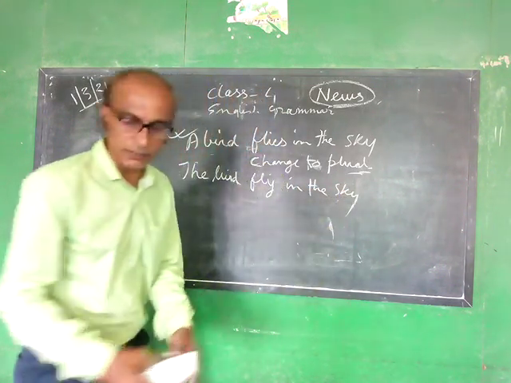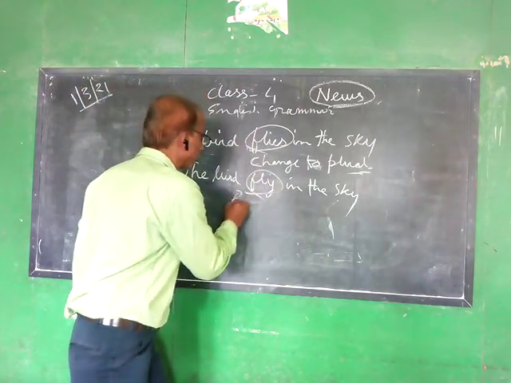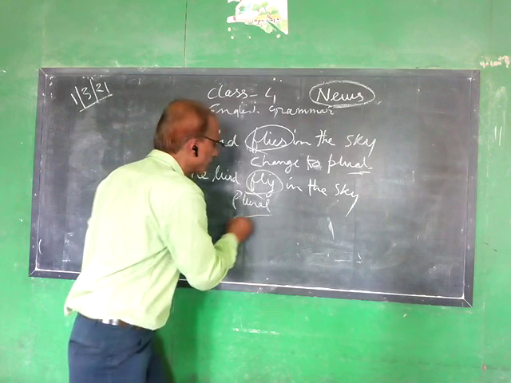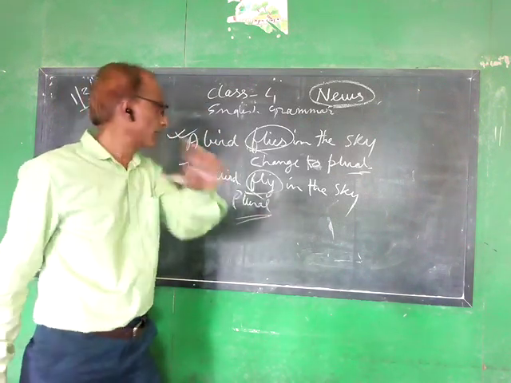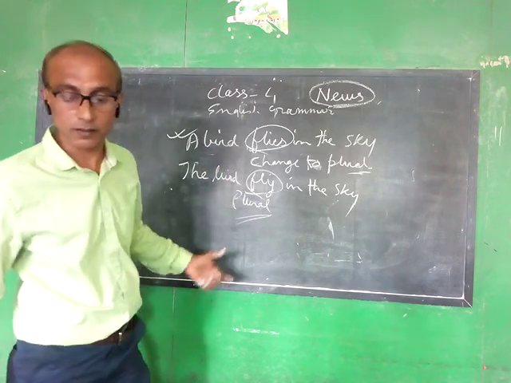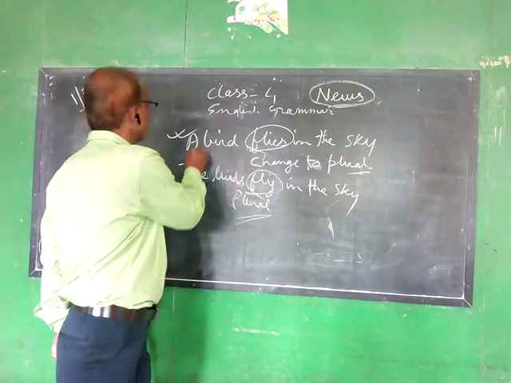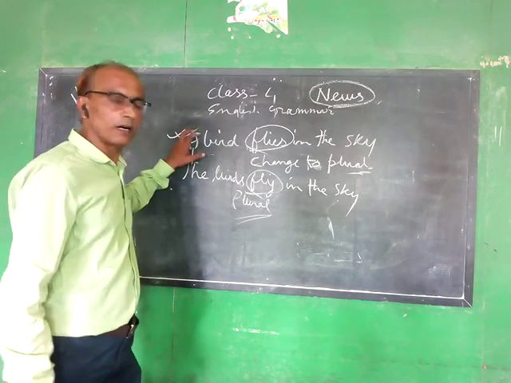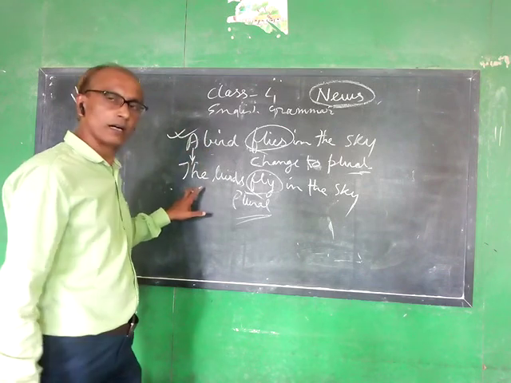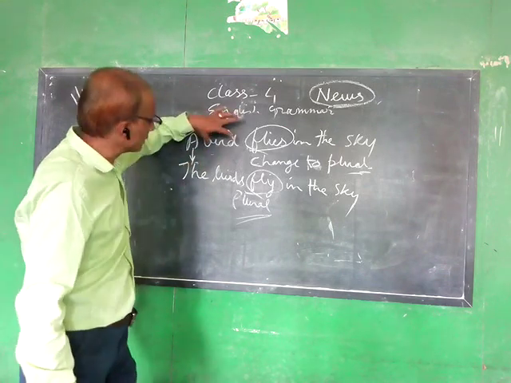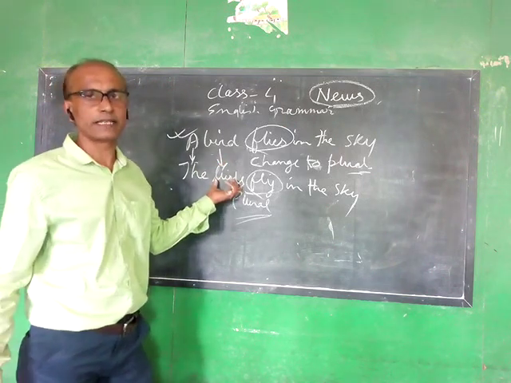Now see the difference in the two sentences. This is the plural form. Now see the changes. A bird, single bird. Oh, sorry, the birds. First we are changing this one: a bird becomes the. Now we come to the next word. Bird becomes what? Birds.